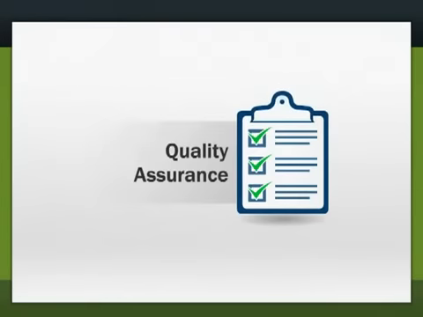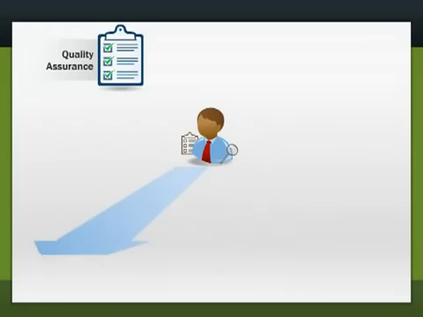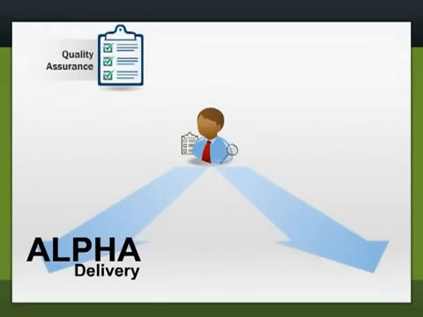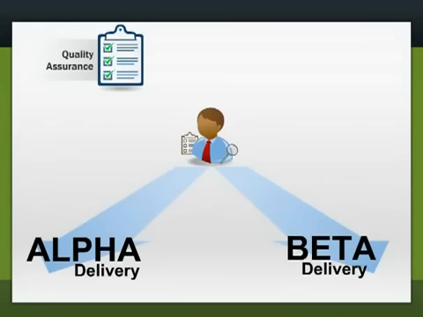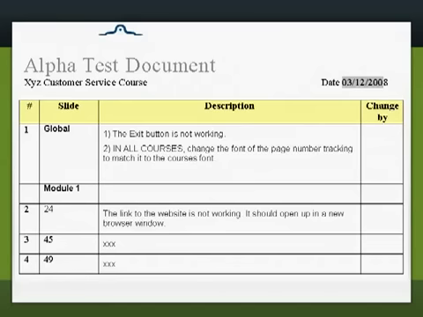Next comes the quality assurance stage. To assure the quality of the e-learning product you are delivering, you will need to test the course thoroughly at various points. Normally, there are two deliveries of the course. The first delivery, which is the alpha delivery, and the final delivery, which is the beta delivery. An alpha test document will include all of the mistakes, bugs, or oversights found during your testing.